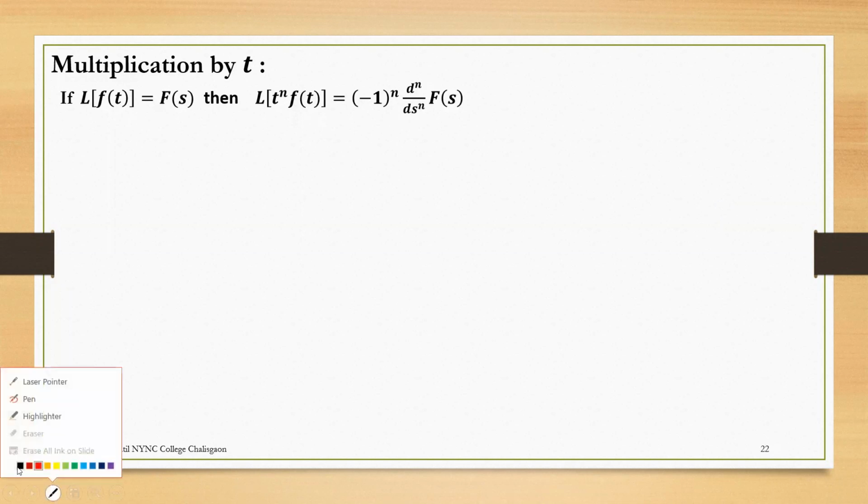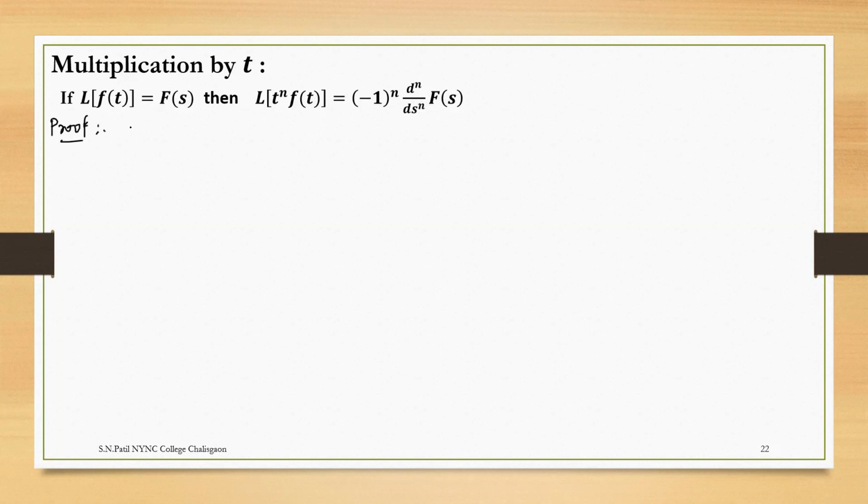In this video lecture, we discuss the Laplace transform of multiplication by t. That is simply the multiplication by t property. What is the property? If the Laplace transform of f of t is capital F of s, then the Laplace transform of t raised to n, n an integer, times f of t is equal to minus 1 raised to n times the nth derivative of capital F with respect to s. Now, the proof.